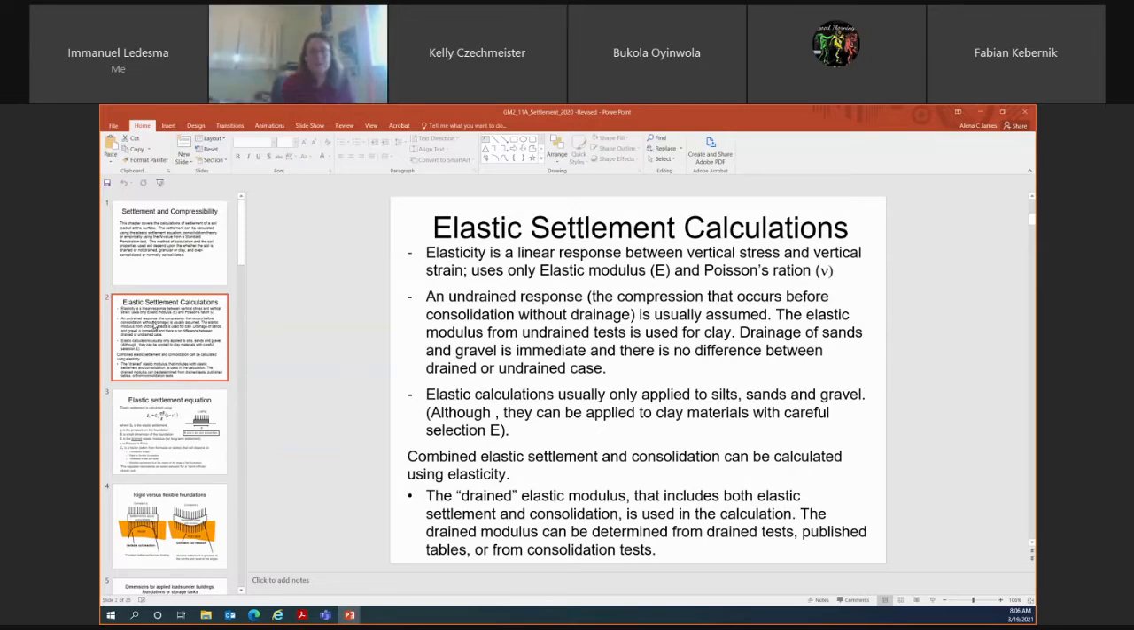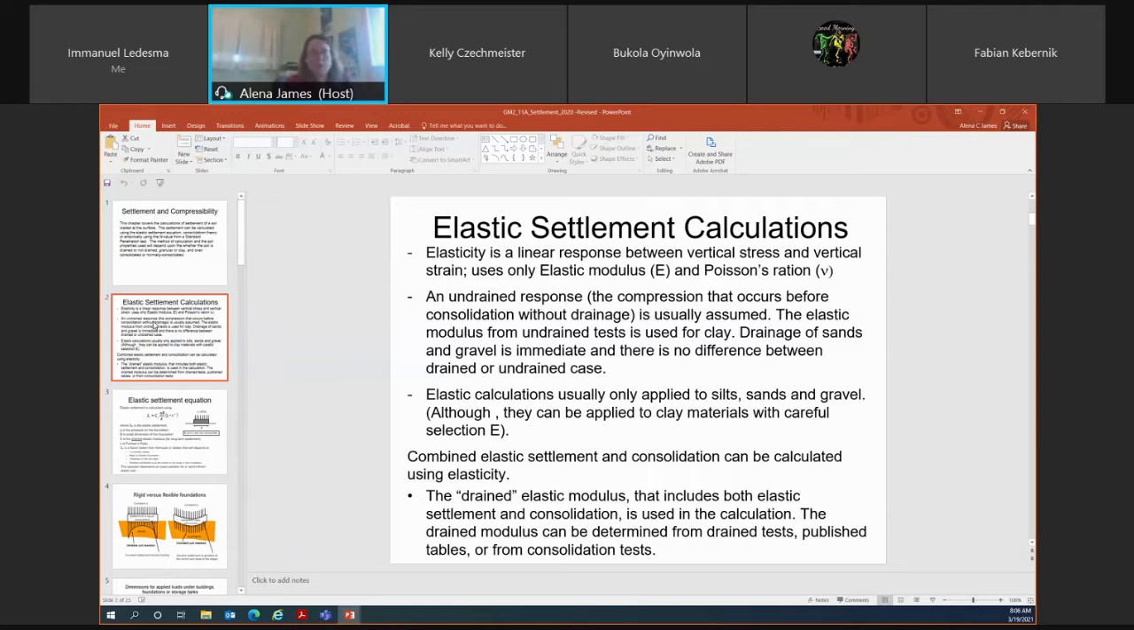So your elastic settlement calculations only apply to cohesionless material. So it only applies to a sand material or a silt material that has no clay, or a gravel material. So that's your elastic settlement equation. And then also for your SBT equation, so if you have an N value, you can use that N value to calculate settlement as well, but that, again, also only applies for sand material or gravel material.